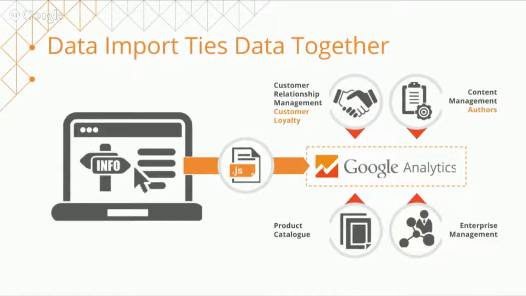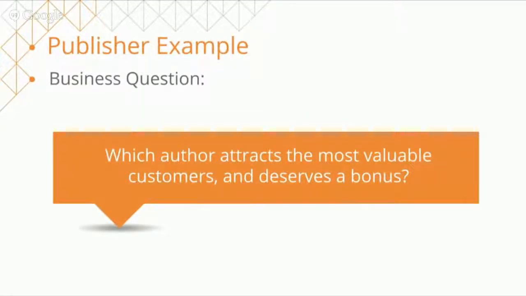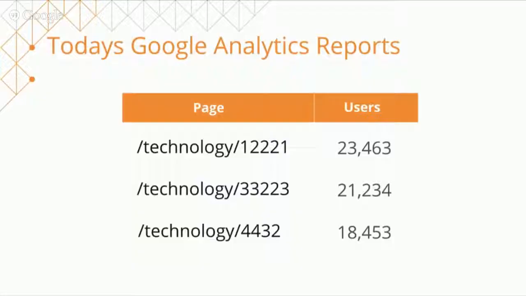Yeah, so on that note, maybe a business question, something like this. If you're a publisher, you may want to know which authors attract the most valuable customers and thus deserve a bonus. So in Google Analytics today, we can look at a standard page view report. Well, we'll see a list of all of the different pages and the number of users coming to that page. So it's great, but that doesn't necessarily get us to the answer that we're looking for.